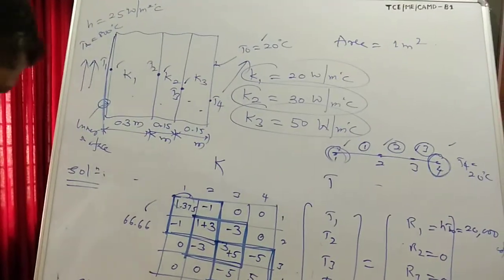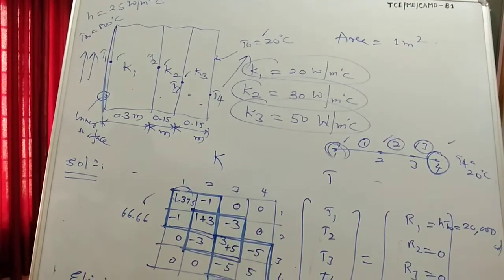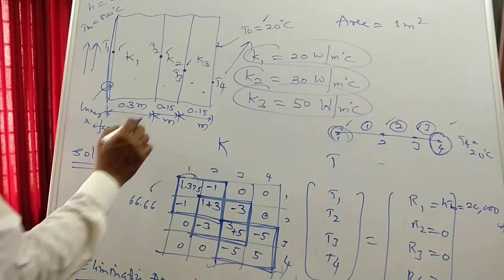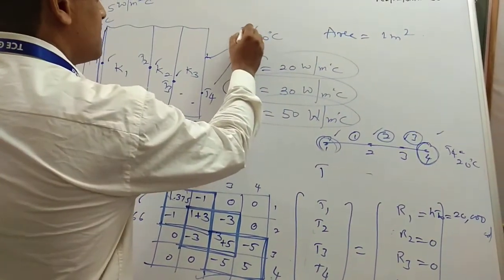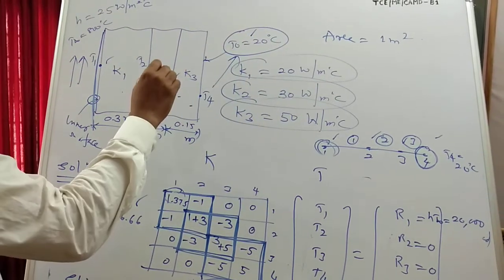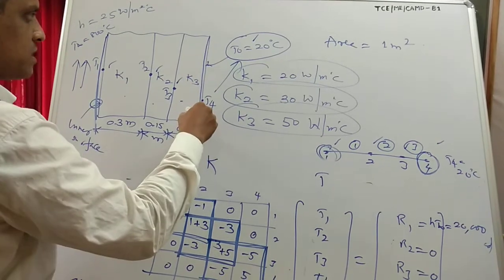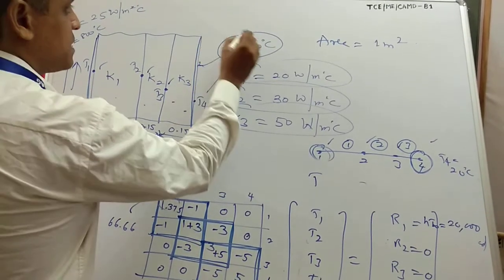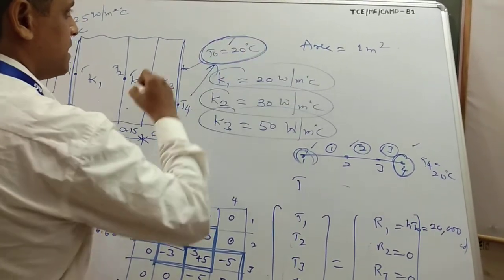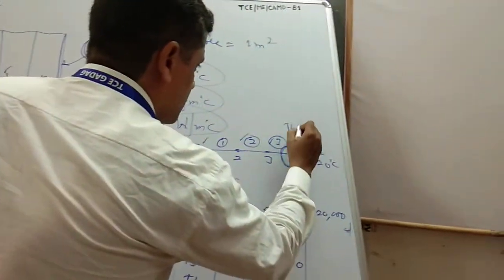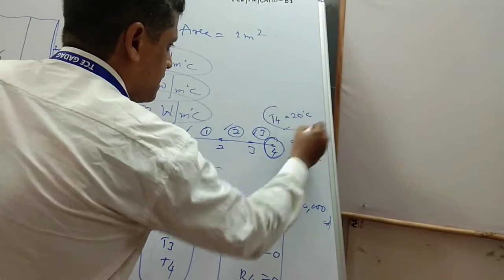Continue. Now using the elimination approach, we will handle this boundary condition. What is the boundary condition given for this composite wall? The boundary condition is the specified value of the field variable across the boundary of the field. Across the right side surface of this wall, the temperature given is 20 degrees Celsius. That means at node 4 the given value of temperature is 20 degrees Celsius.